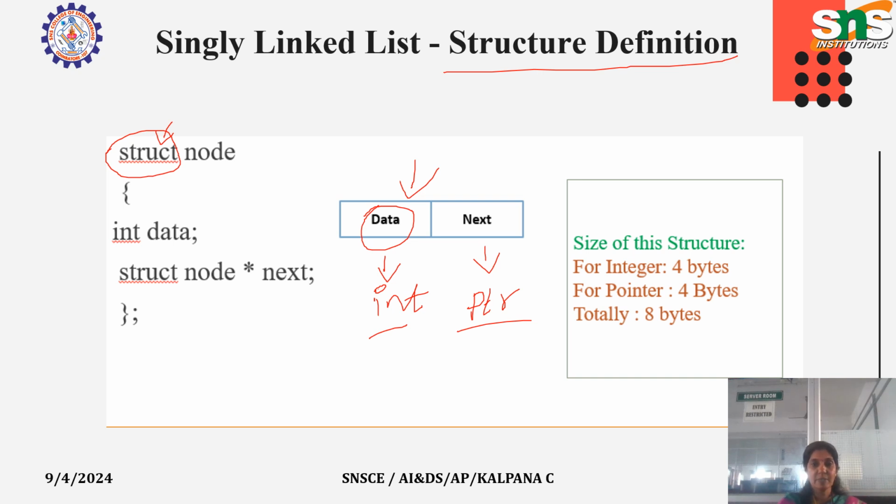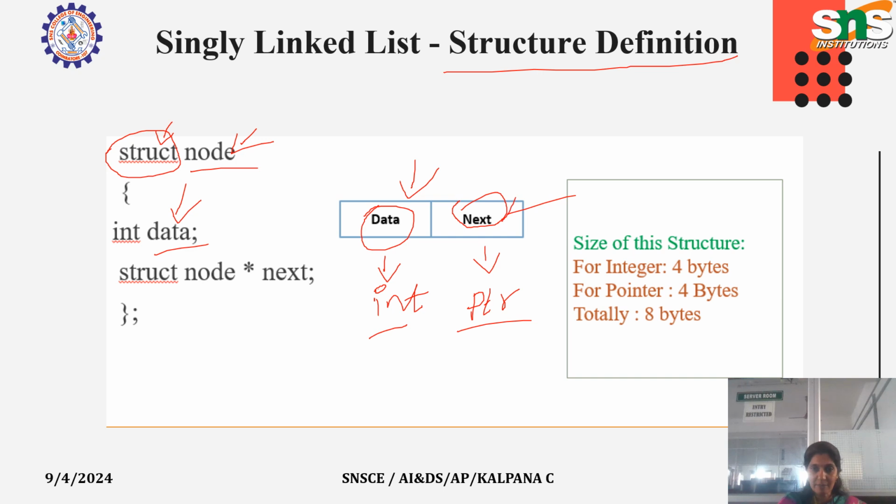Struct is the keyword, and node is the name of the node. It is user defined, so according to your wish you can give any name. I'm going to have two things: int data, since I'm going to have integer data, and next, the address of the next node.